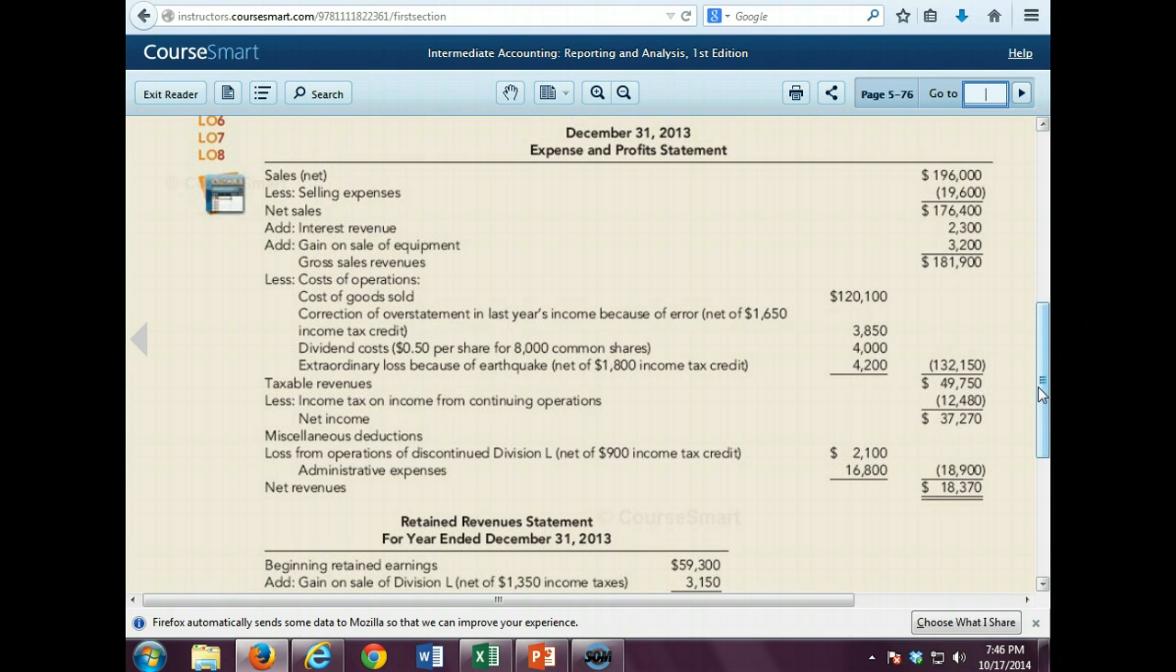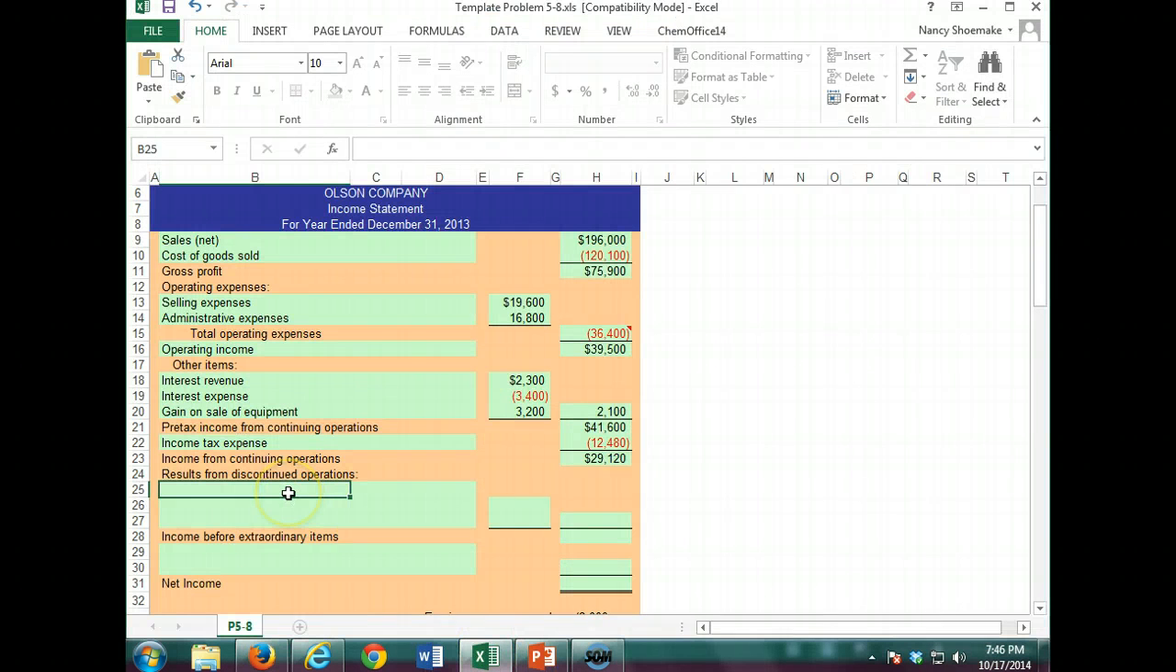Extraordinary loss because of earthquake? I'd say that's extraordinary, huh? Yeah. What about loss from operations discontinued, Division L, net of 900 income tax? Does that sound pretty good? Yeah. It's very rare that happens. Okay, so the earthquake is an extraordinary item. So that's going to be extraordinary loss due to earthquake.